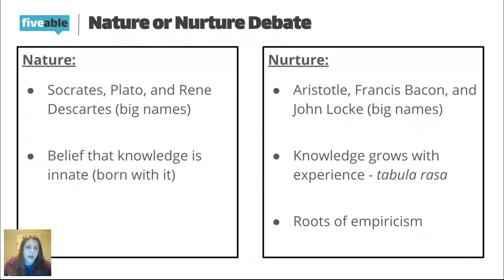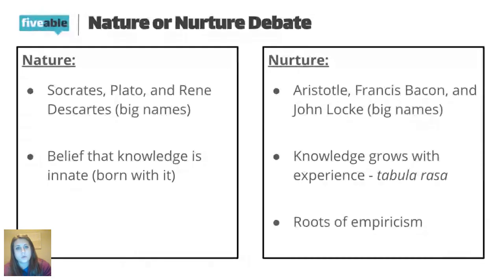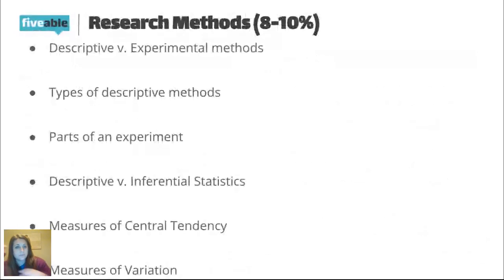But again, it's 2 to 4% of your overall AP test, so not a heavy hitter unit, not worth super stressing over. Research methods is the next unit that we covered. And this is a heavy hitter. This is 8 to 10% of your AP test. So there's definitely more stuff to think about and to review from this unit.